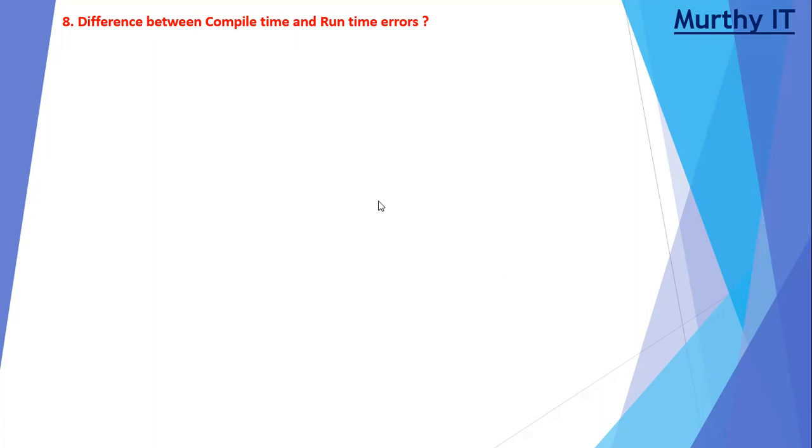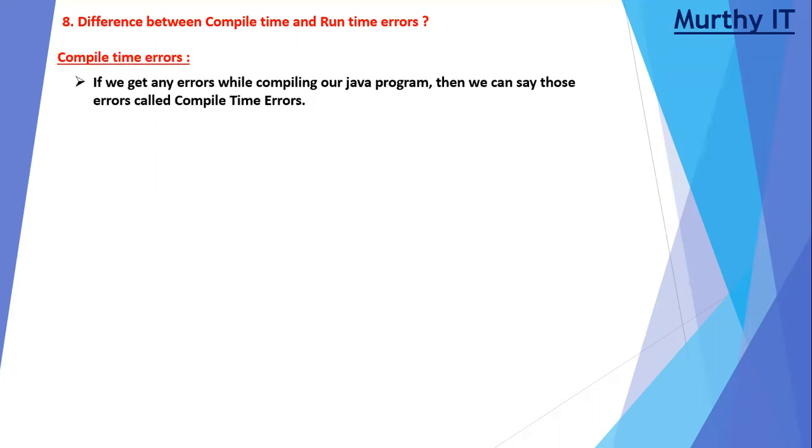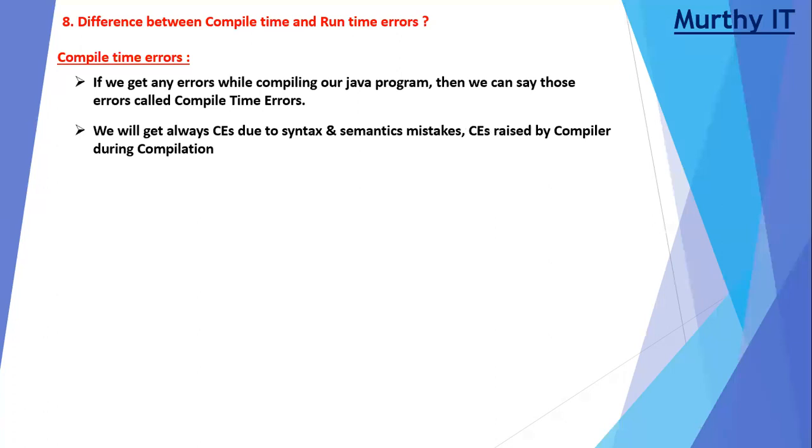Compile time errors generally occur at the time of compilation. The errors we get while compiling the program are called compile time errors. We get compile time errors due to syntax and semantic mistakes. Syntax mistakes mean, for example, forgetting the semicolon at the end of a statement, or maintaining unequal curly braces. Then you will get compile time errors.